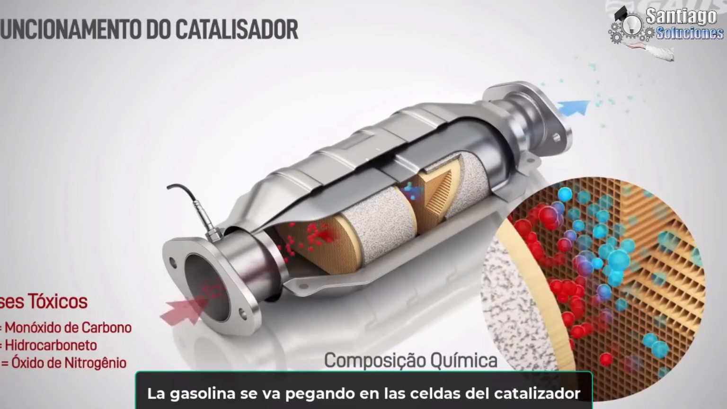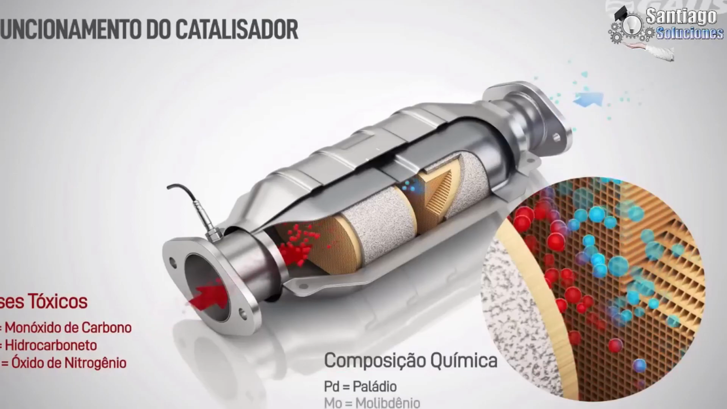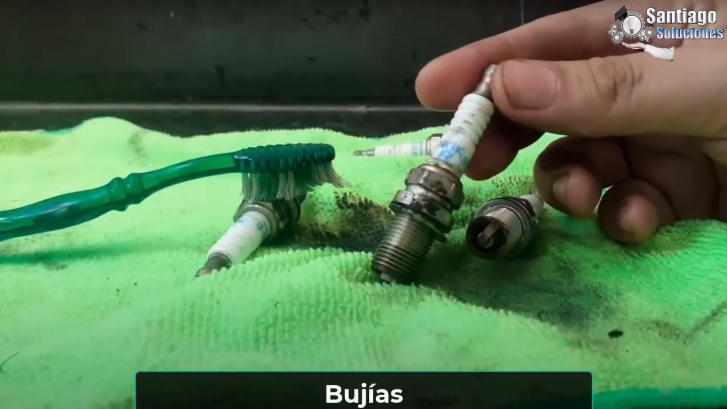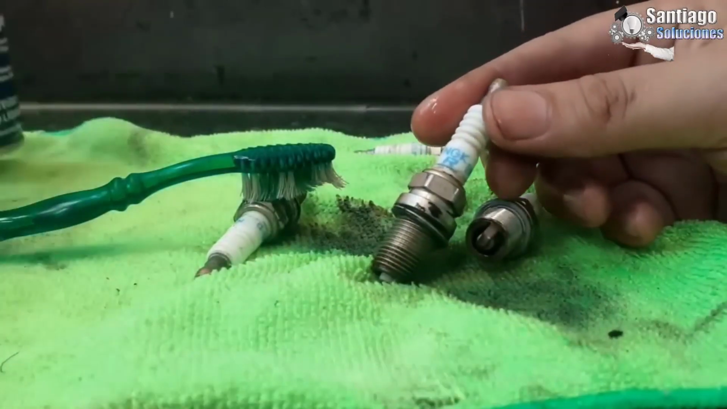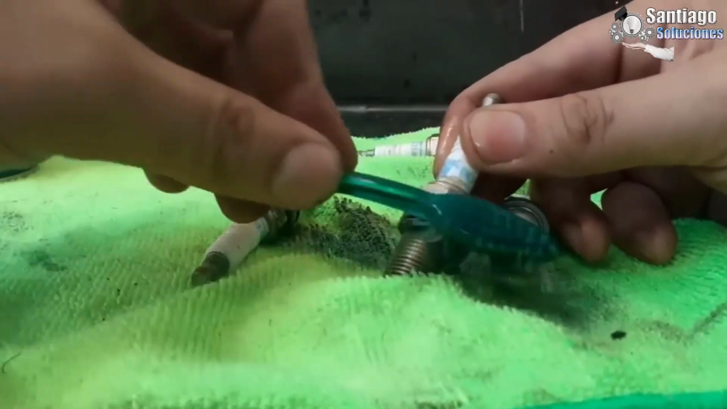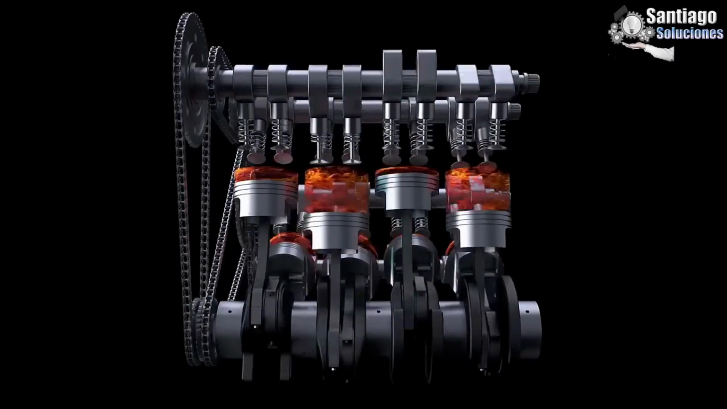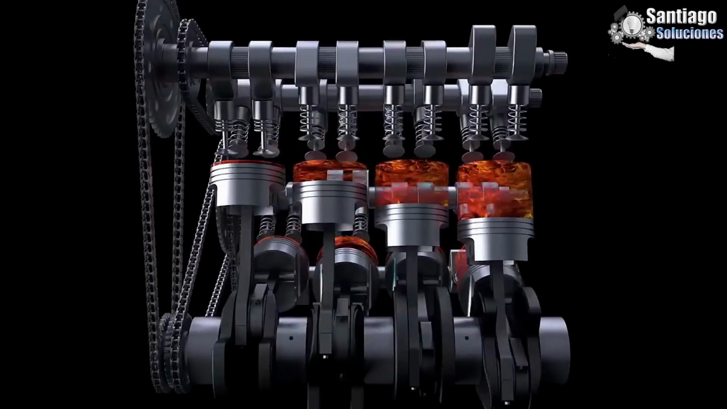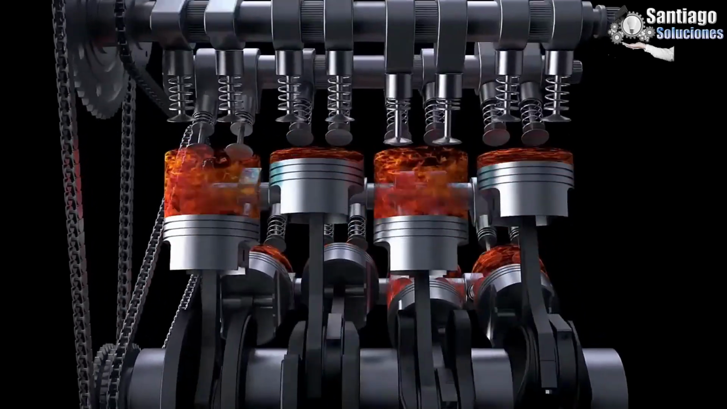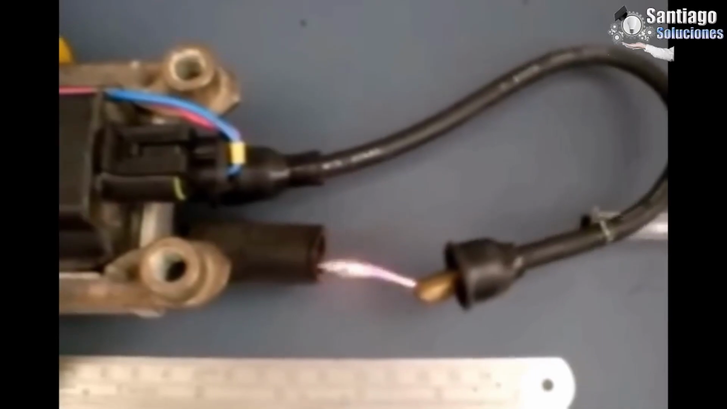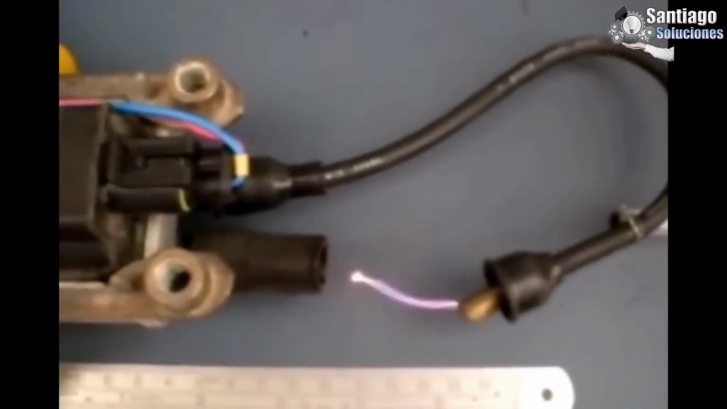Number 2, the spark plugs. This is a key part in the vehicle because it is responsible for generating the spark to produce internal combustion in our car. If it has any failure or is not in good condition, this process will not be carried out properly and the car will start consuming more gasoline.